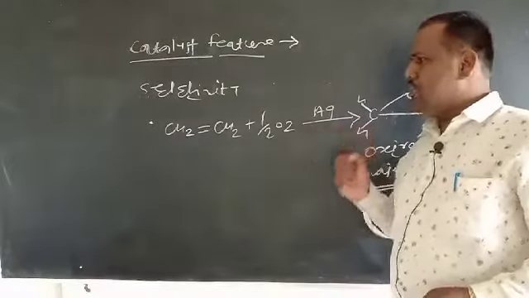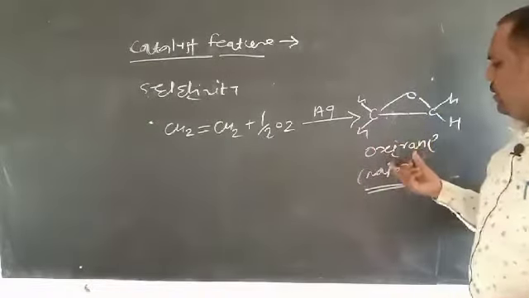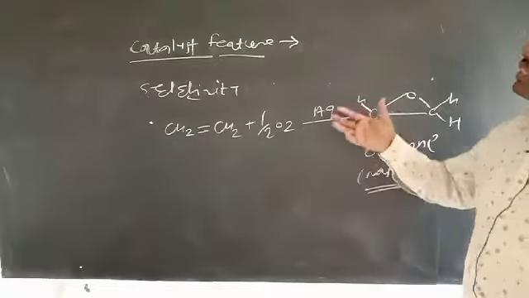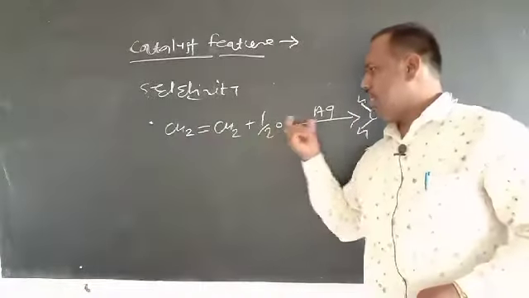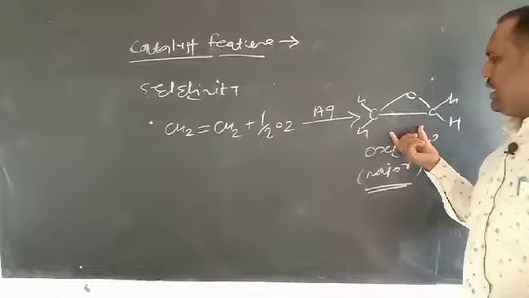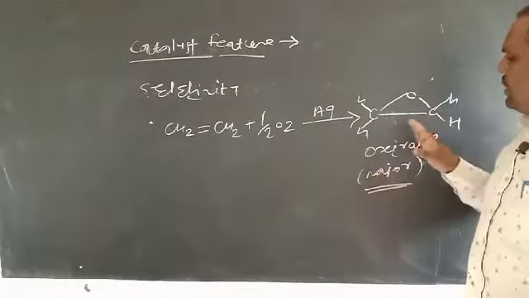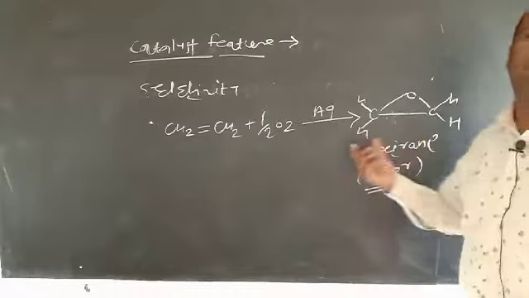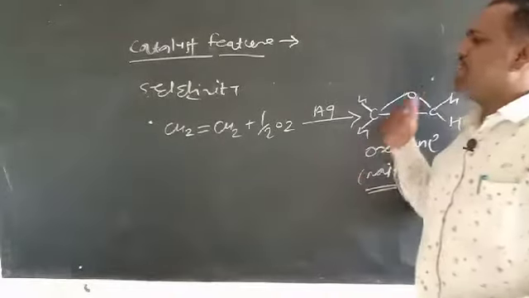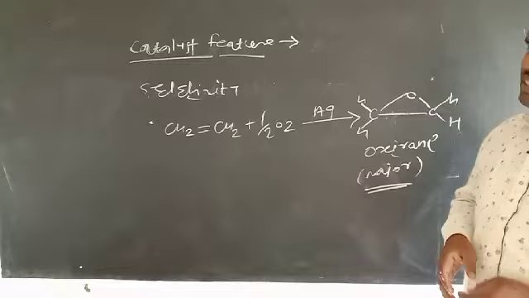In the absence of silver as a catalyst, we do not get oxirane as a major product. So this is the selectivity of the catalyst. In the presence of silver, we get this oxirane in large amount, while in the absence of silver, we do not get this oxirane in large amount. Instead we get a different product. This is called selectivity.